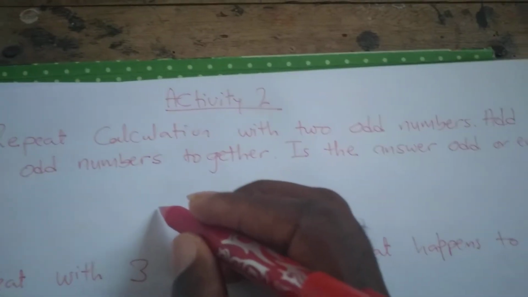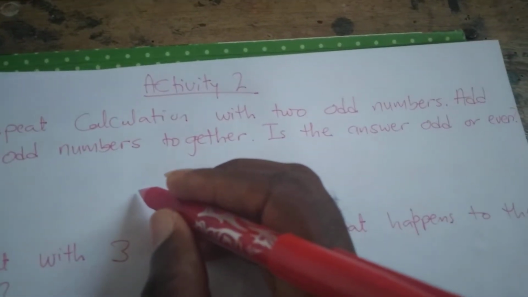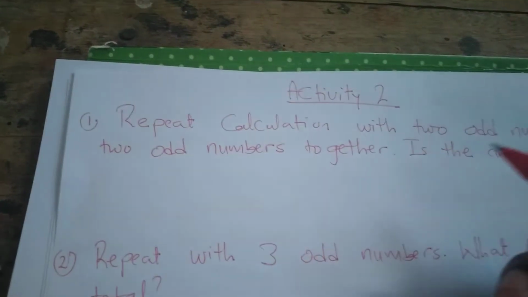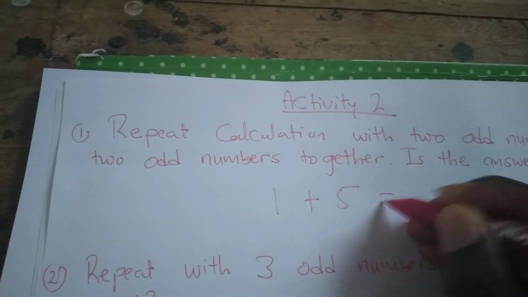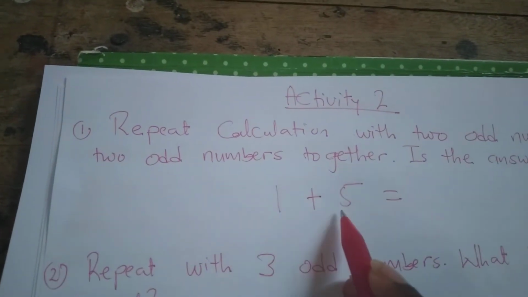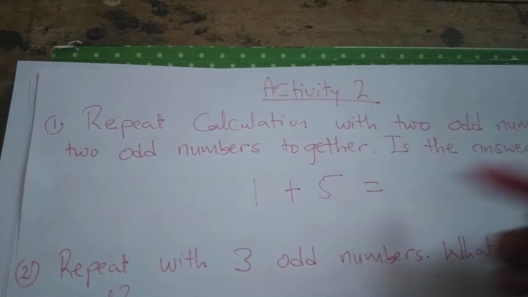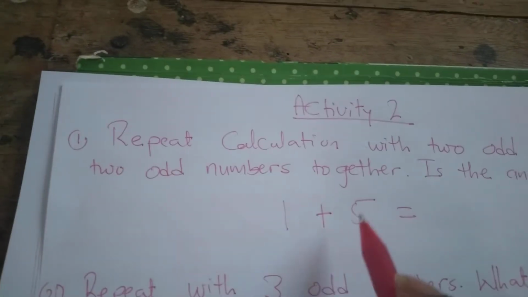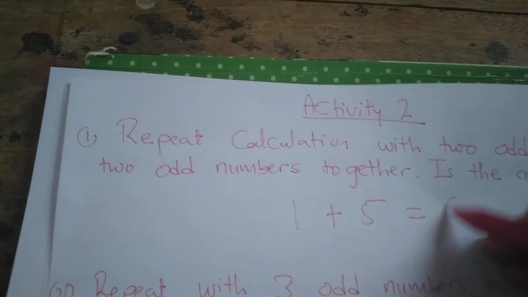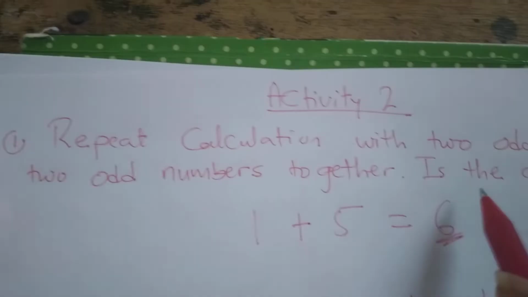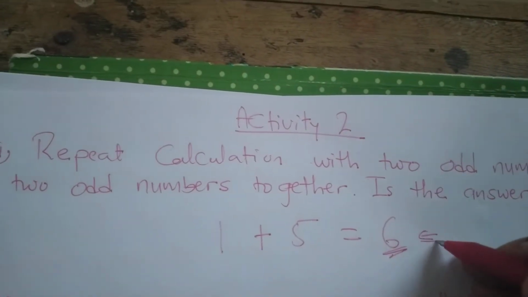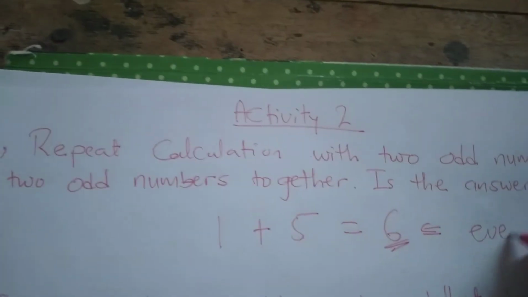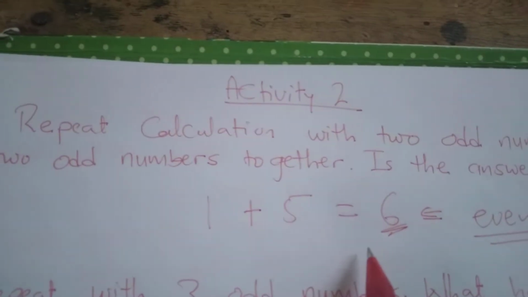Repeat calculation with 2 odd numbers here. So we have to choose any 2 odd numbers. I'm going to choose 1 plus 5. These are 2 different odd numbers. So I'm going to add them and see what I will get. 5 plus 1, I'm going to get 6. So is the answer odd or even? Definitely the answer is even. The answer is an even number.